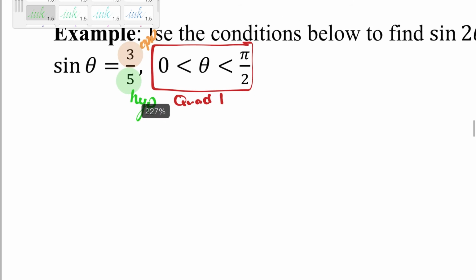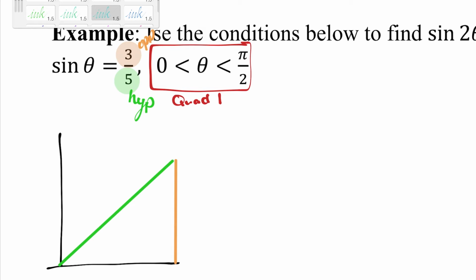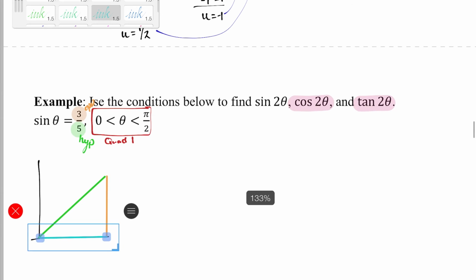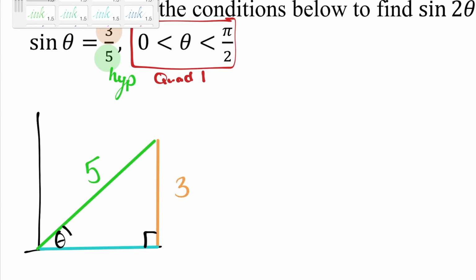So I'm going to create this triangle in the first quadrant that has the opposite of 3, the hypotenuse being 5. And that means I need to figure out what the adjacent is, because if I'm going to be using cosine, I'm probably going to want to know the cosine of this angle. And so with that, I can use the Pythagorean theorem.